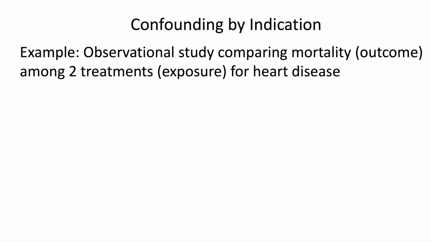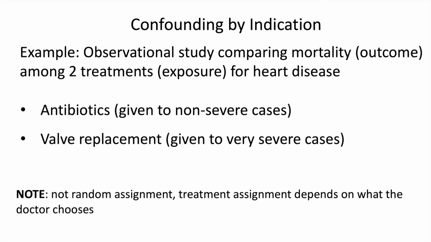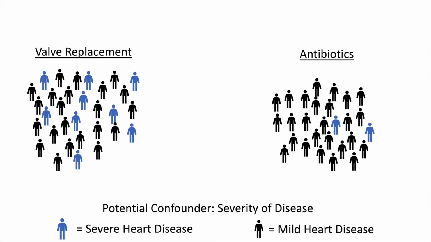Just to illustrate confounding by indication, this is an example from my research. It's an observational study comparing mortality among two treatments for heart disease, infective endocarditis. It's either antibiotics given to non-severe cases or valve replacement given to very severe cases, and the doctor is choosing who gets what, probably based on the severity of the disease and other prognostic factors like frailty and stuff. You can see among the valve replacement group, the blue people, those with severe heart disease, it's much more common in the valve replacement group than the antibiotics group.